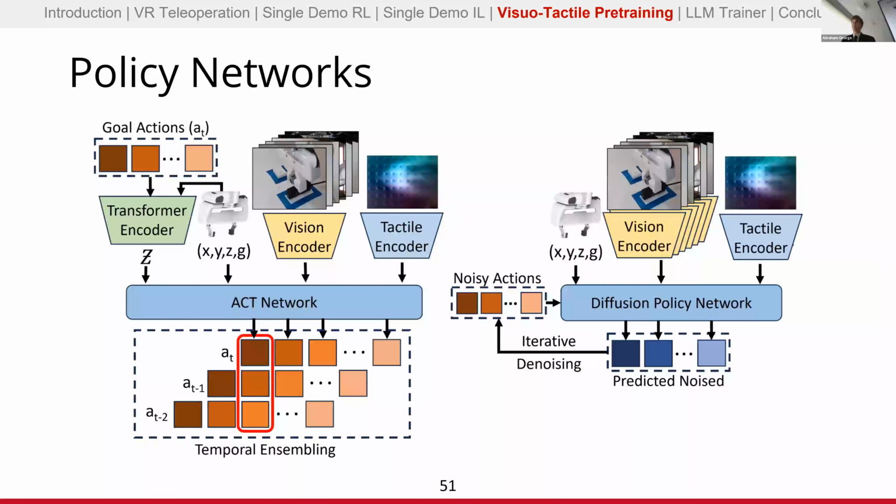So real quick, here are the policy networks we used. We used action chunking transformers, which is the same method that we used in the previous work. And then we also used diffusion policy, which trains an agent to solve the planning task by iterative denoising. So the agent starts with a pure noise trajectory and then iteratively denoises that until it converges upon the trajectory.